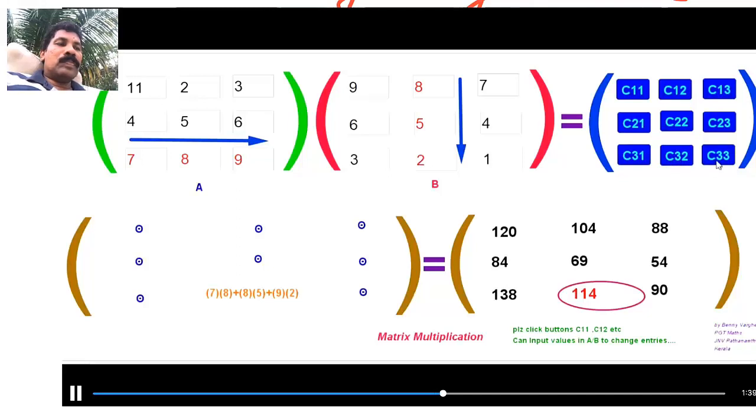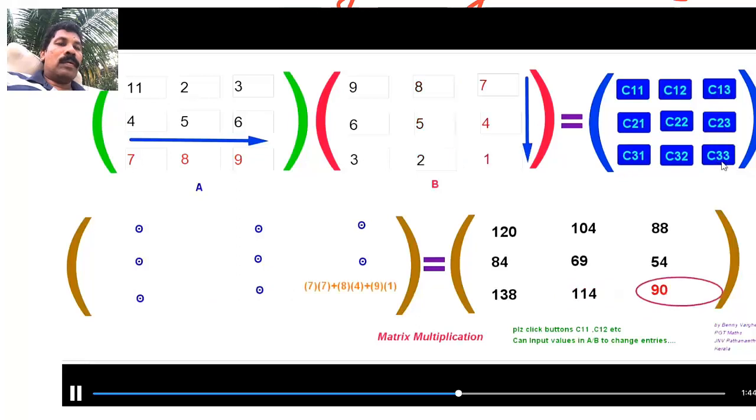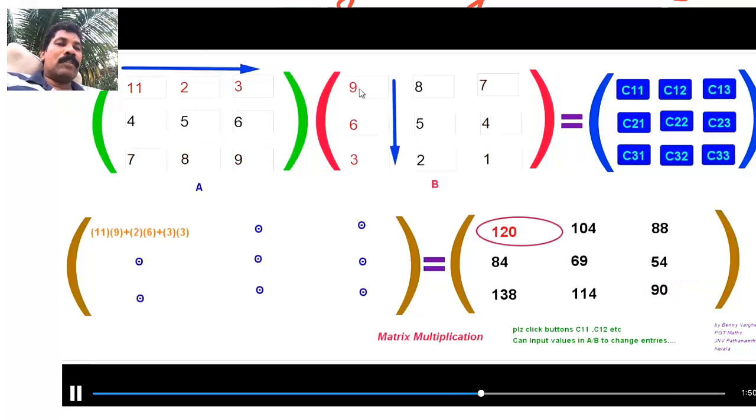Now you observe, C33 means third row, third column. C11 means first row, first column.